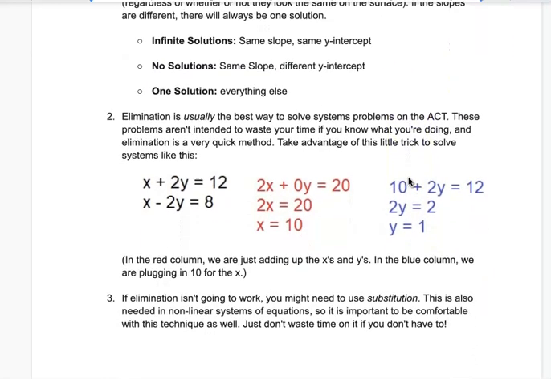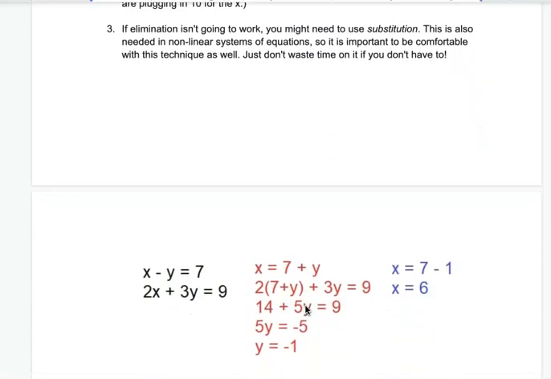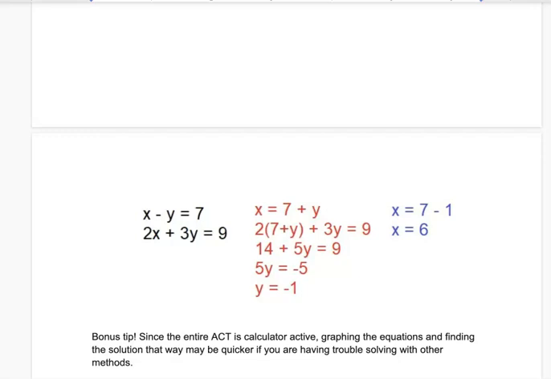You might need to use substitution. You will need to use substitution in nonlinear systems, meaning where you have a quadratic and a linear together. You will have to use substitution for that. Let's just see how it works. Here's an example of a case where we might use substitution: x minus y equals 7, 2x plus 3y equals 9.